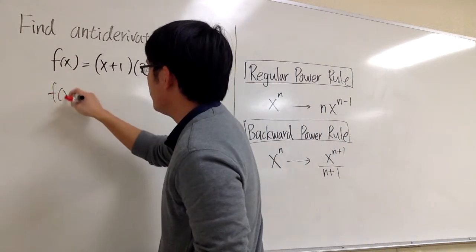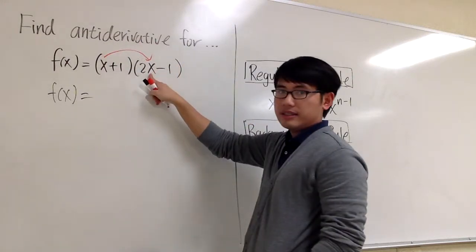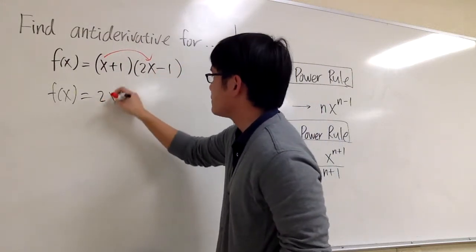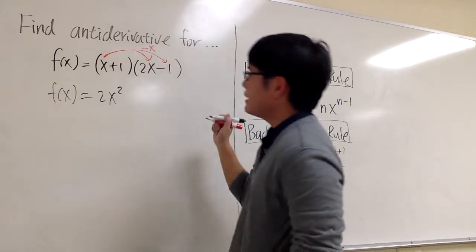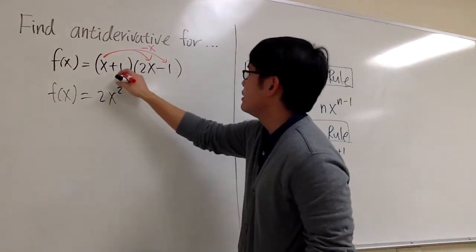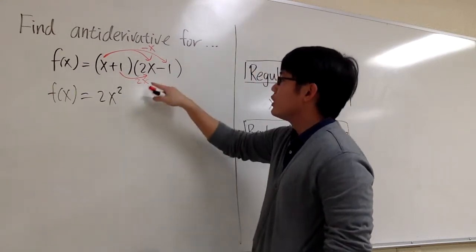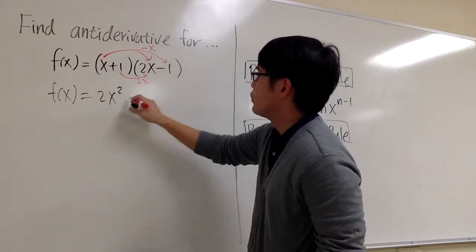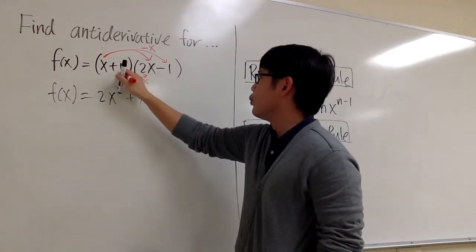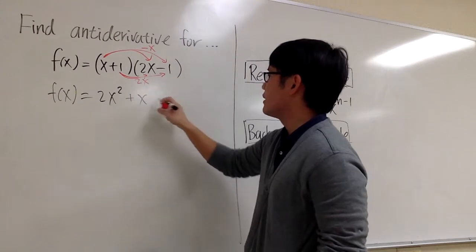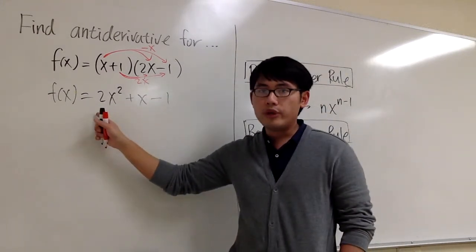So this is still going to be the original f, and we take x times 2x, that will give us 2x squared. And we take x times negative 1, that's minus x. And we continue, this is 1 times 2x, that's 2x. 2x combined with negative x, we have plus x. And lastly, positive 1 times negative 1, that will be minus 1. So in this situation, we are ready.